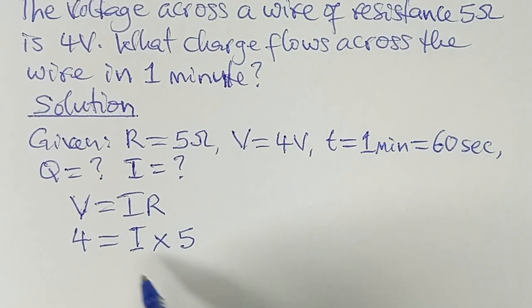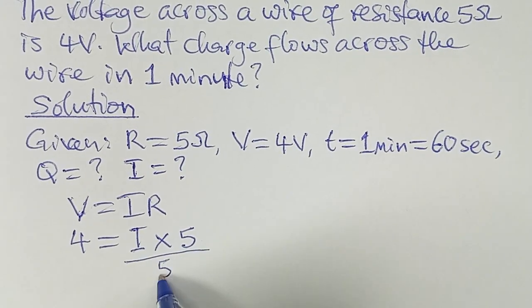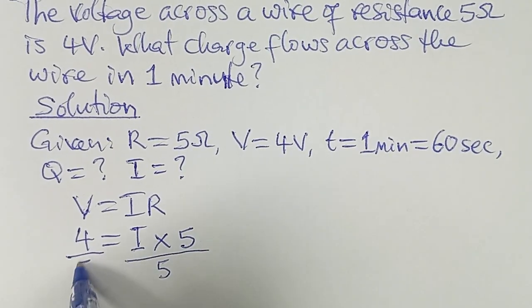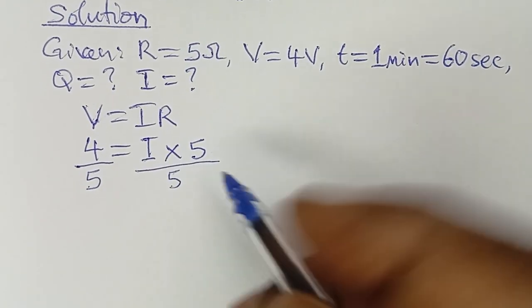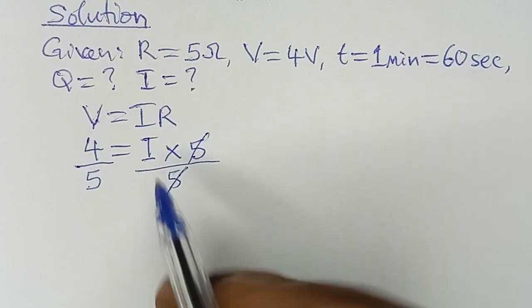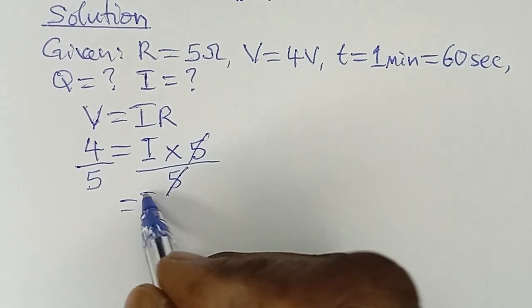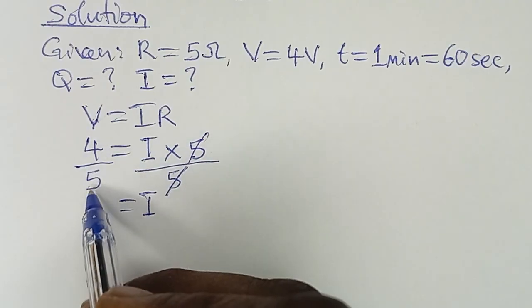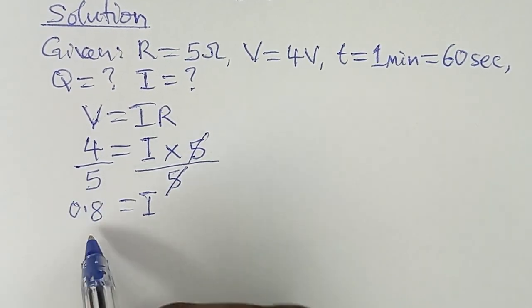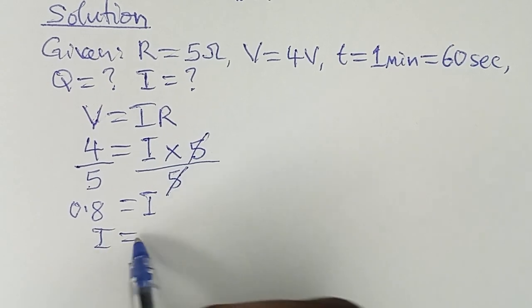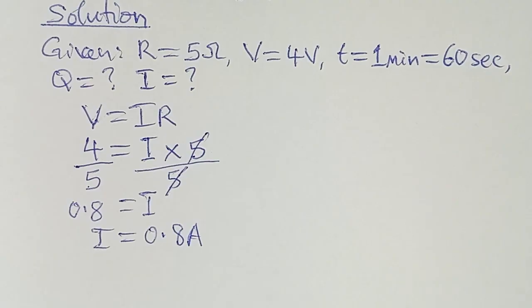So, for me to get the current, I can simply divide both sides by 5. I divide this side by 5, also divide this side by 5. So that 5 will cancel 5, and I'm left with current on this side. And then 4 divided by 5 will give me 0.8. So I now have the current, letter I, as 0.8 ampere. So this is the current.